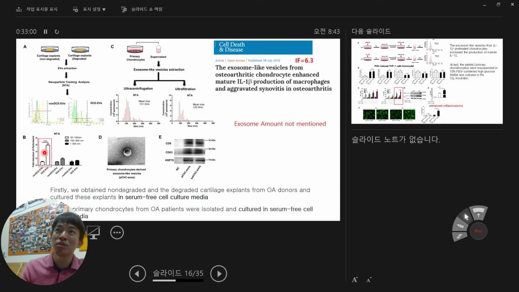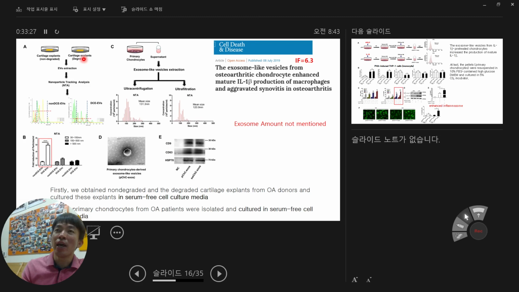And then they take primary chondrocytes and collect the supernatant. They also checked the EVs from their chondrocytes using ultrafiltration and ultracentrifugation, two different ways, and they also found the exosomes they detected, using the exosome markers. So in this paper, they find that exosomes are heavily detected in the OA model.